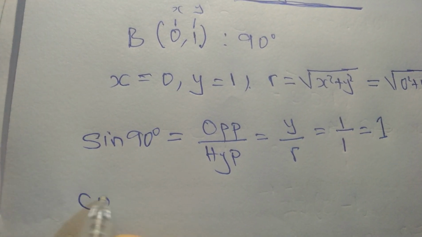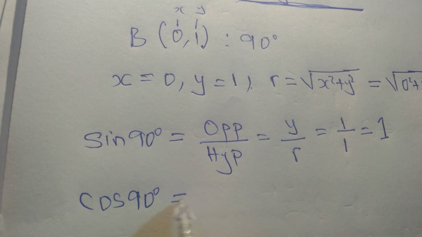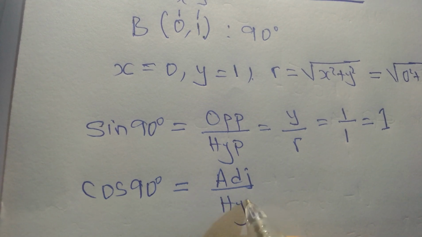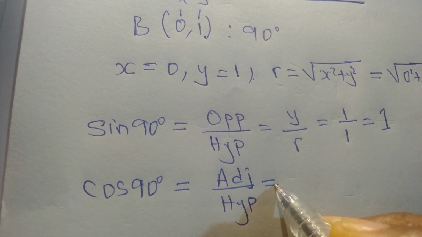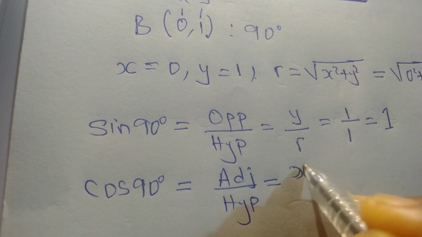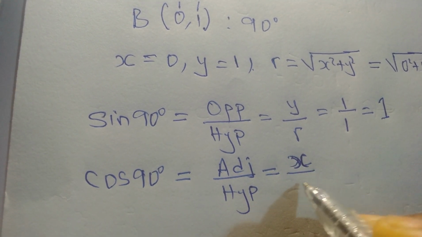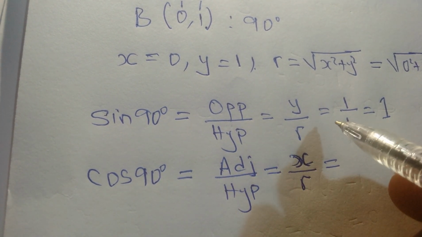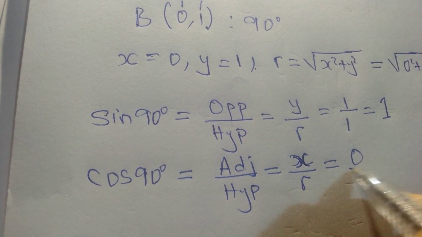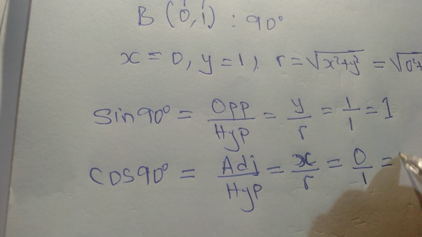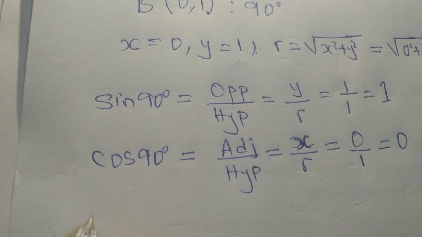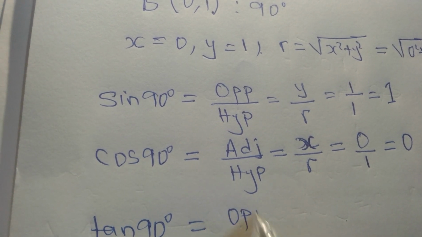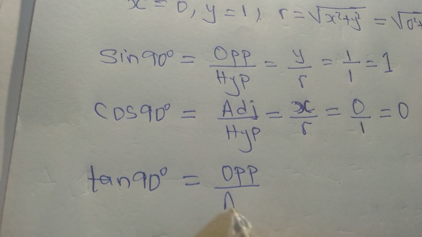Then cosine 90 degrees, which is adjacent over hypotenuse. The adjacent side is x, and the hypotenuse is r. From here we can see our x to be 0 and our r to be 1, so cosine 90 degrees is 0.